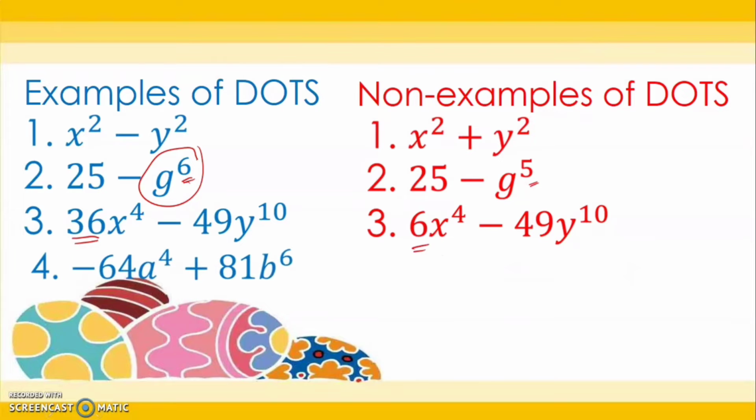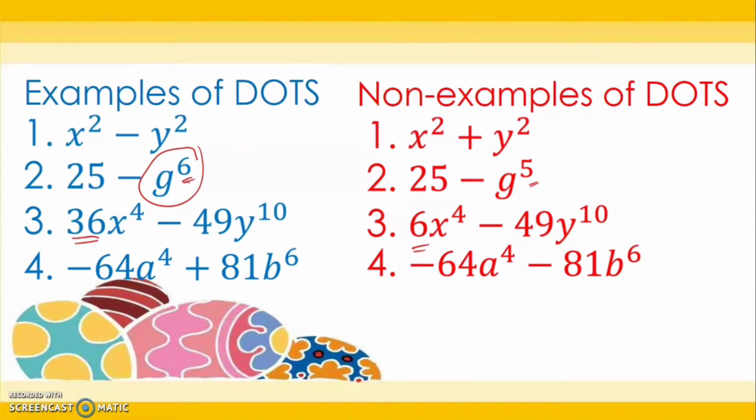Last pair of polynomials, we have negative 64a raised to 4 plus 81b raised to 6 and negative 64a raised to 4 minus 81b raised to 6. So the reason why the first polynomial is an example of DOTS is because one term is positive and the other term is negative. As you can see on the second polynomial, they are both negative. Therefore, it is not an example of DOTS.